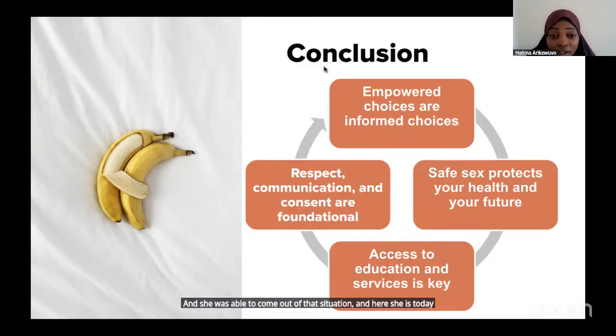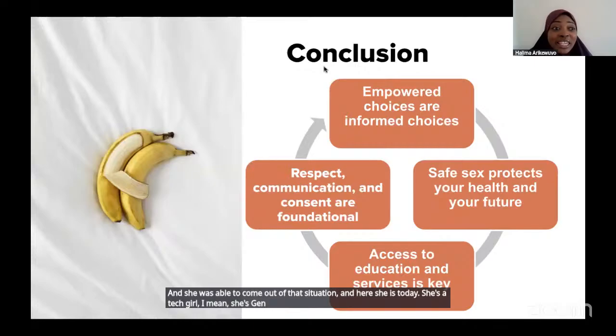She's a tech girl. I mean, she's Gen Z. She's making 6 figures now. And each time I look at her, I'm always very happy that she made empowered choices. She was empowered. She was able to get informed choices.